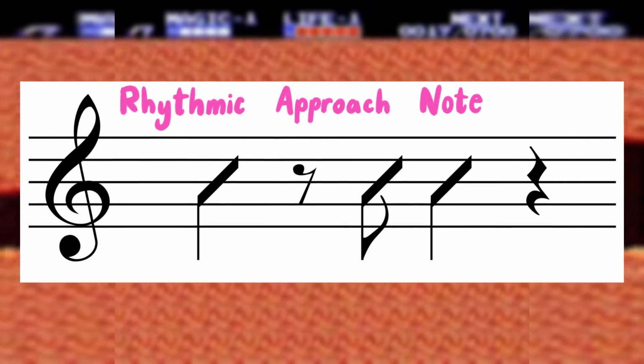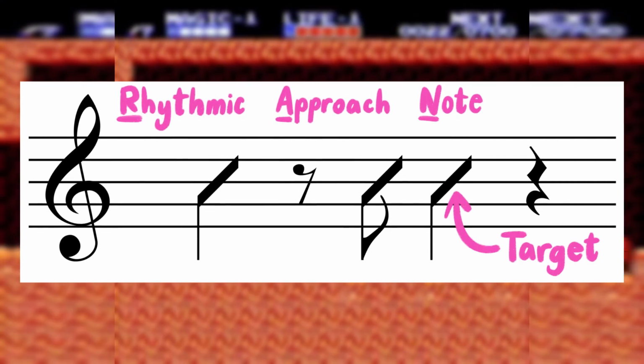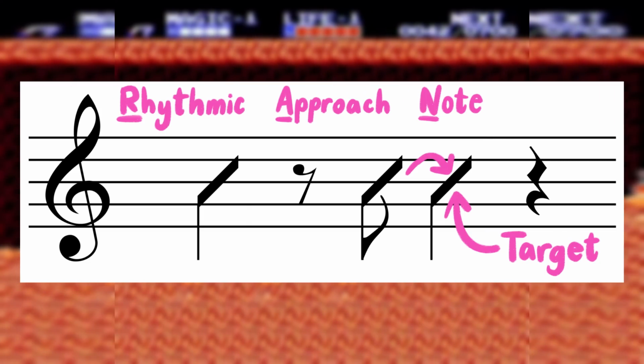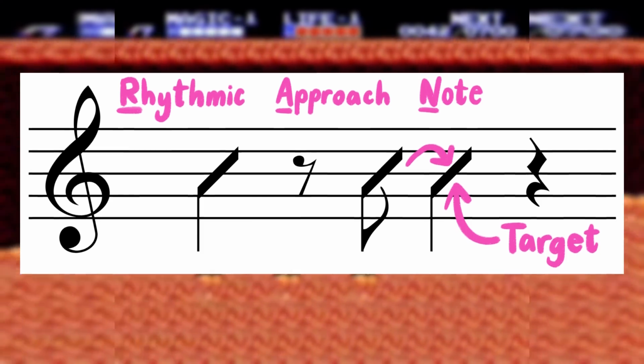Rhythmic approach notes, or RANs, act in a similar way. A targeted, emphasized note can be preceded by a note one subdivision before it to give a little extra rhythmic momentum into the targeted note in question. It's like how when drummers play a big beat on the kick drum, sometimes they'll put a little kick drum hit before it to give the main beat a little more oomph.